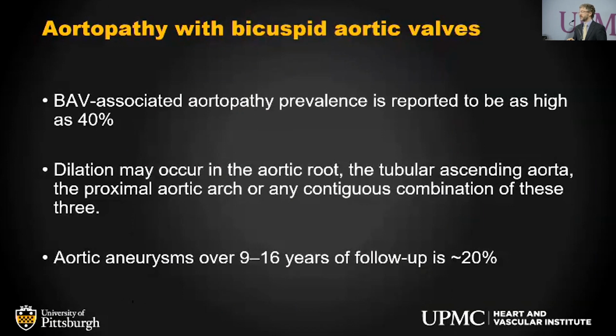Aortopathy in referral centers can actually be as high as 40% prevalence for patients with bicuspid valve. And the dilatation, as you will see, can occur at the aortic root level, in the tubular ascending aorta, at the arch, or some combination of these. But I think mostly we're commonly seeing at roughly a 20% incidence if you look at the spectrum.